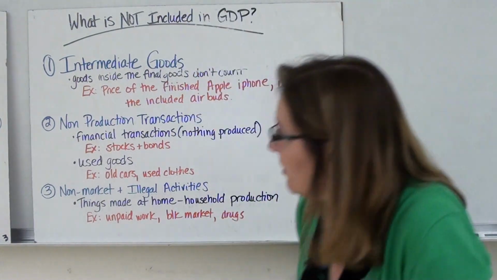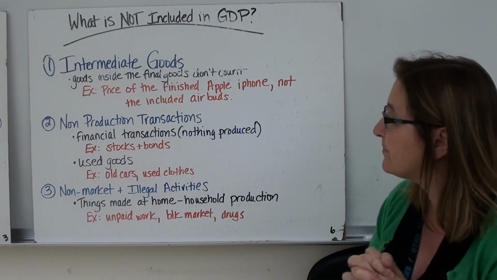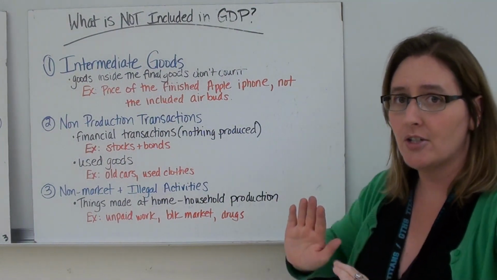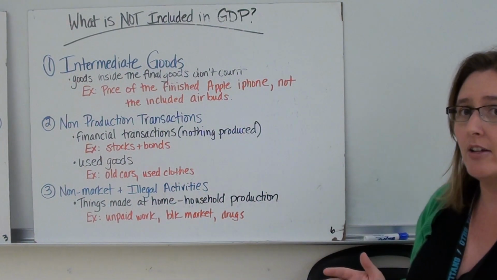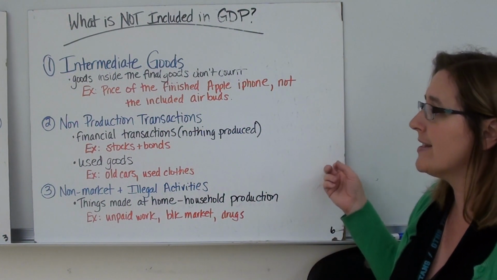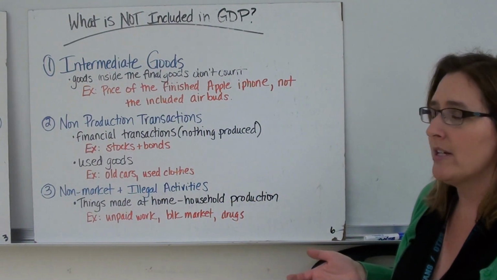And then the final thing we're going to talk about today is what is not included in GDP. So make sure these are in your notes. So these are things that do not count into GDP. Remember, GDP is the dollar value of all final goods and services produced within a country's borders in 1 year. These things are often mistaken and put in GDP, and we need to make sure that they're not.